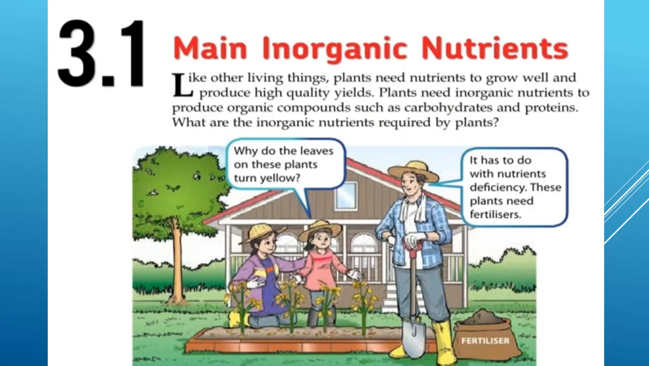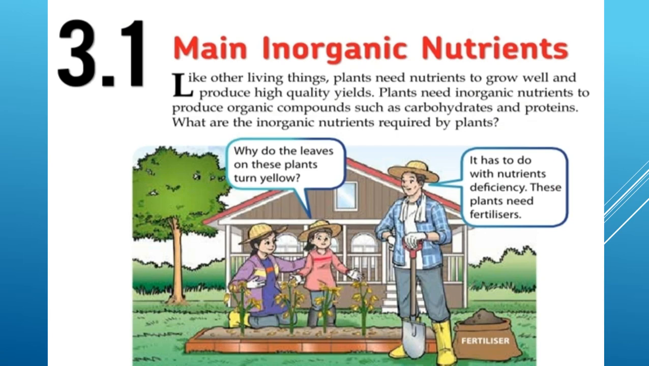So the first subtopic, 3.1, we will study the main inorganic nutrients. If we look at this diagram here, why do the leaves on these plants turn yellow? Kalau kita tengok ni, plants dia yellow dia punya leaves. It has to do with nutrient deficiency, kekurangan nutrien. These plants need fertilizer. So plants also need nutrients.